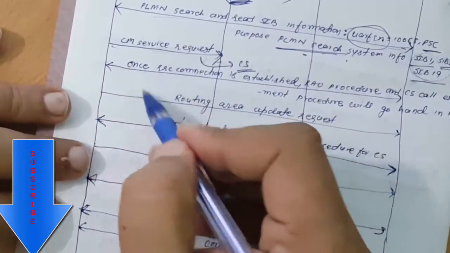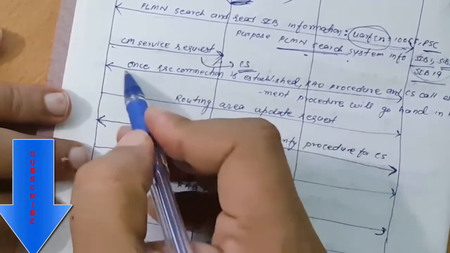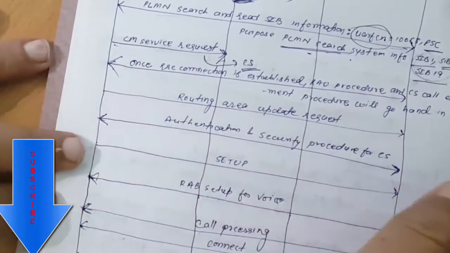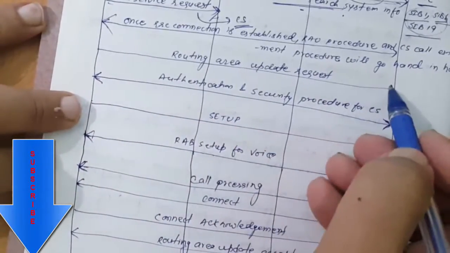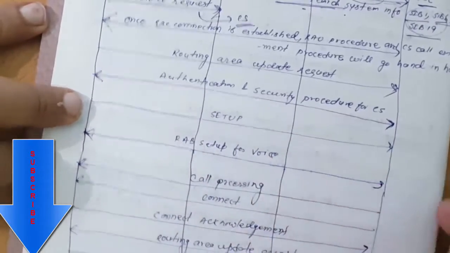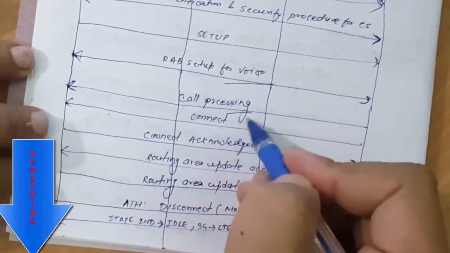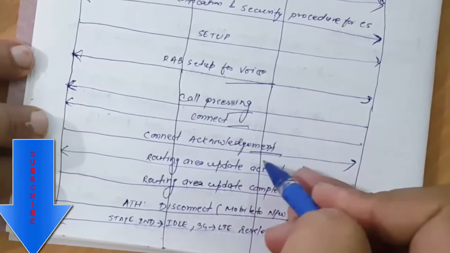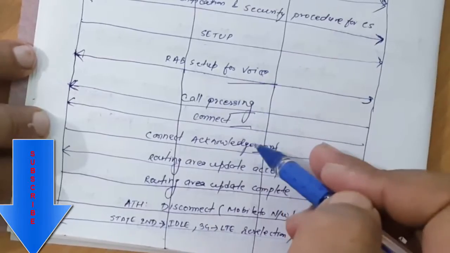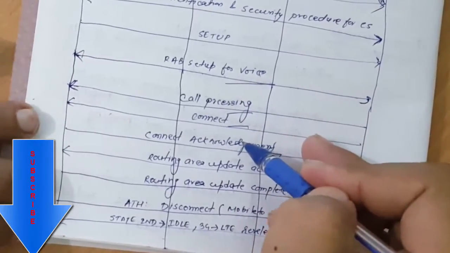After that, the RRC connection request is established, and RRC connection setup complete. All these procedures will be completed here. After that, routing area update happens, and authentication and security setup, RAB setup, voice call processing, connect acknowledgement. All these are the steps of call processing in the UMTS network.